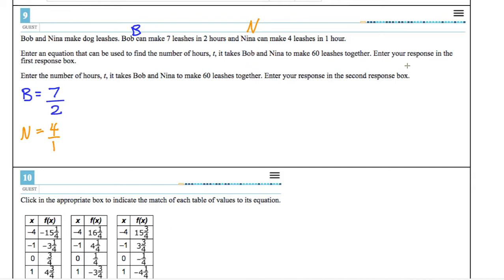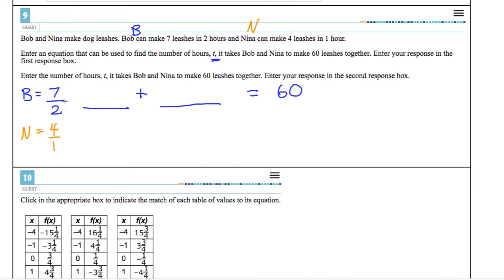All right. So we know that they're going to be added up, something plus something, and we know that it's eventually going to be equal to 60. We need to somehow get 60 leashes. And we know that we're going to have a variable t in there somewhere, and then eventually we need to solve for t. So this one is saying find the equation, this one is saying solve the equation. So finding the equation, I'm pretty sure it's straightforward.